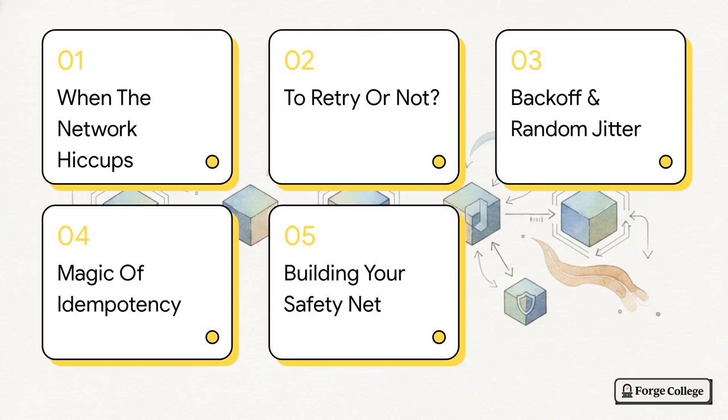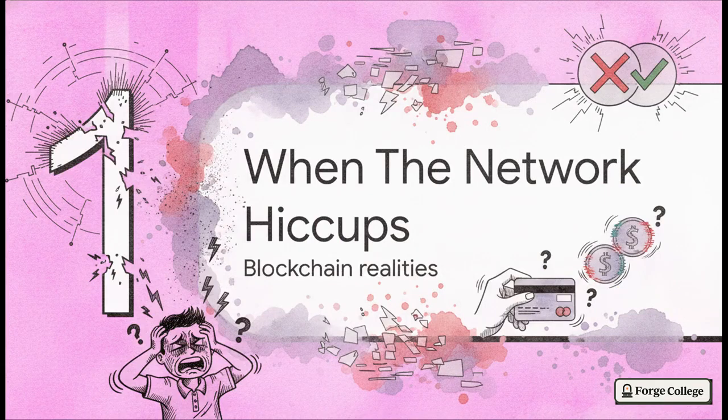We'll start with when the network hiccups, figure out whether to retry or not, explore backoff and random jitter, unlock the magic of idempotency, and finally, actually build your safety net. Let's get into it. Section 1.